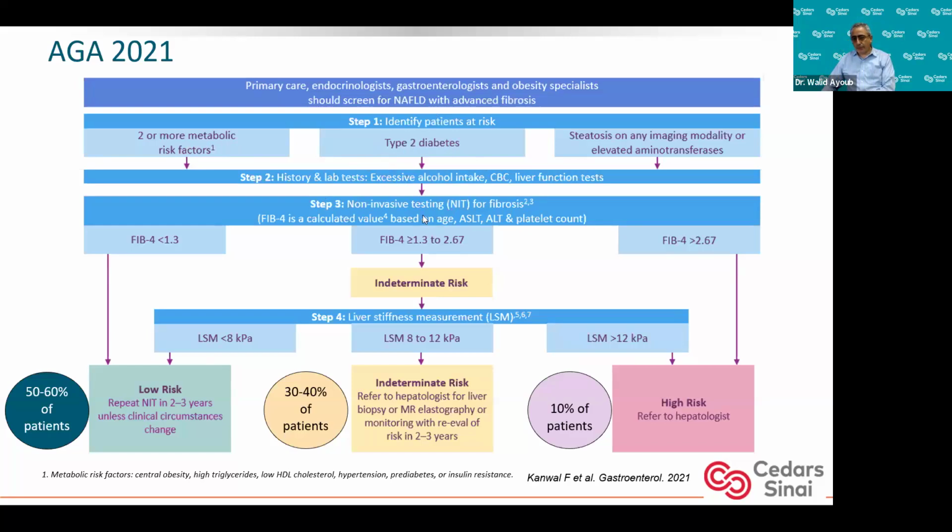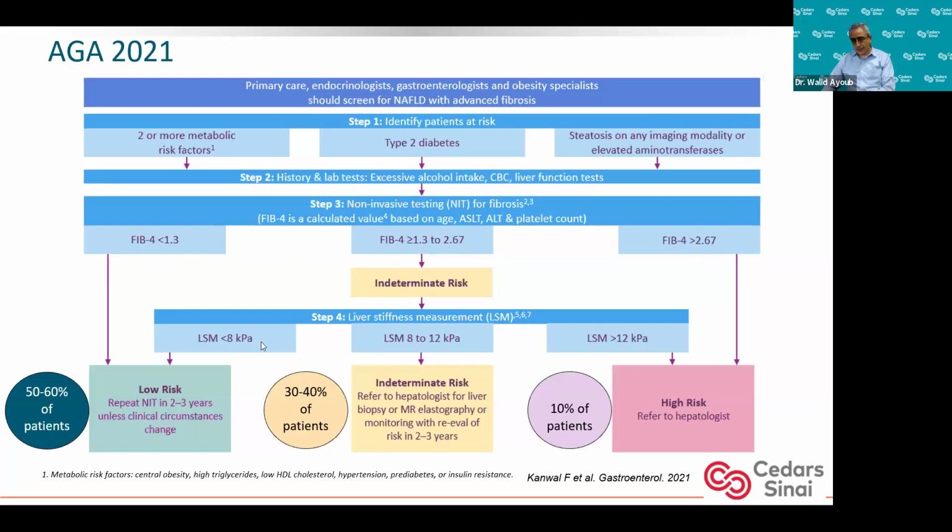The way we do that, we use non-invasive testing, the ones I mentioned. The simplest one is called the FIB-4. It's based on a common lab test ordered on most patients, and depending on the score, it will determine the next step. If it's a high score, over 2.67, these patients are at high risk of having advanced liver disease. If it's a low score, less than 1.3, these patients are okay. They could be monitored every 2 to 3 years. If it's in the middle, we usually need to do a second non-invasive test.